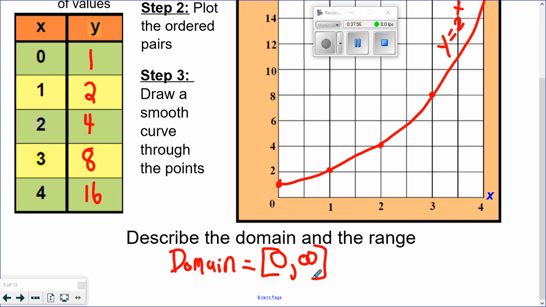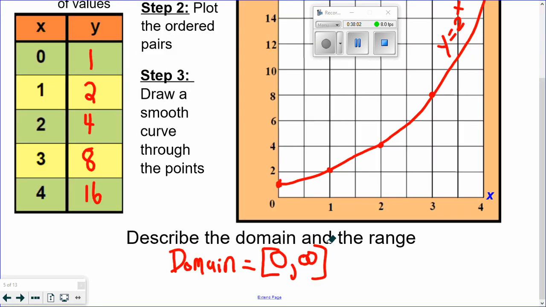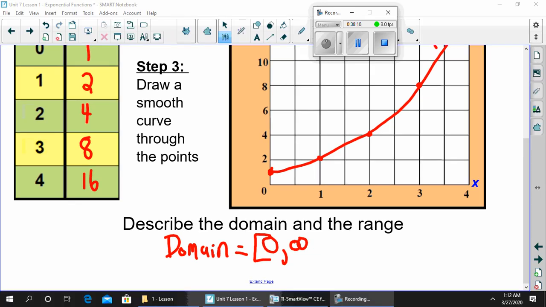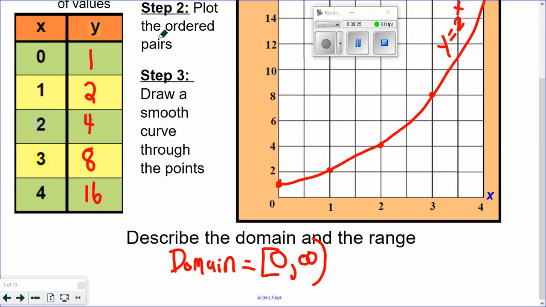All right, and actually I just made a mistake. Can you see what my mistake is? I'm going to put my eraser on. Hopefully it works. No, it's not going to work. Anytime you have infinity, you know that it's not a closed circle. It has to go in that direction forever. It's not a bracket. A bracket would mean that it would stop at some point, and it does not stop at any point. So that would be a parenthesis on that side.